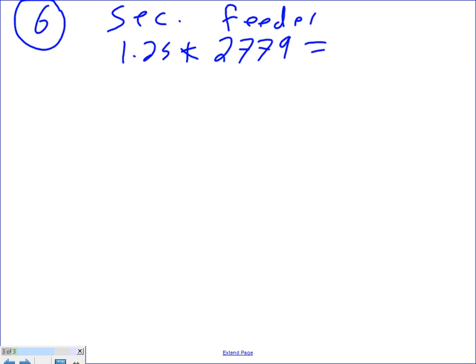2779, at least the one. Can somebody give the calculation for me here? 1.5 times 2779 equals... Oops, that's a lot of amps. I have 169, right? No, 3474.